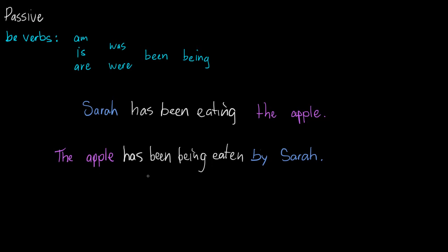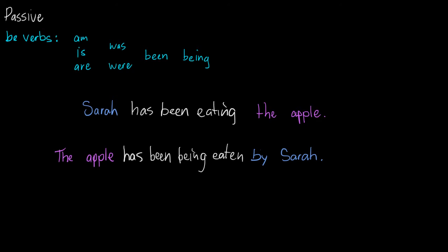We end up with the apple has been being eaten by Sarah, which doesn't really make much sense at all. It's very hard to understand. So that would be avoided. So they're the two that you don't use. That is the future continuous and the present perfect continuous don't go into passive very comfortably.